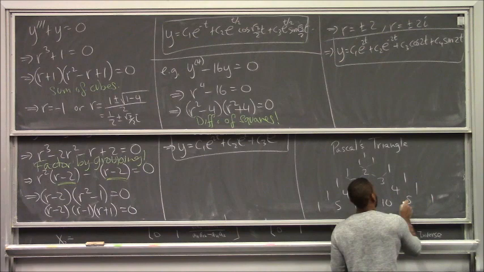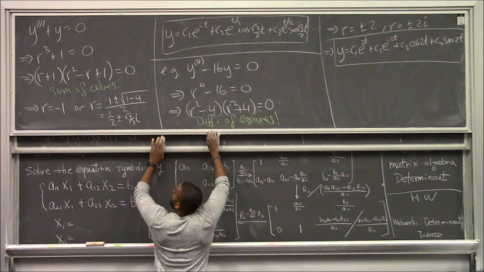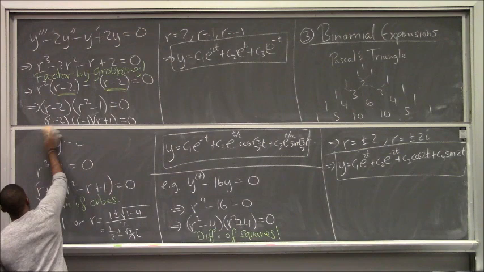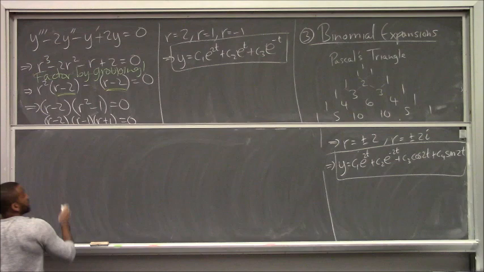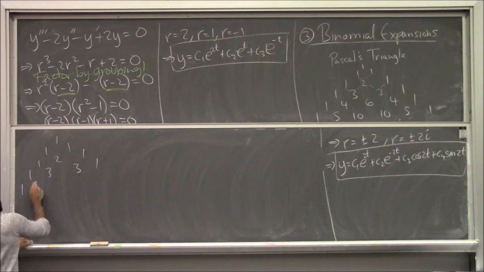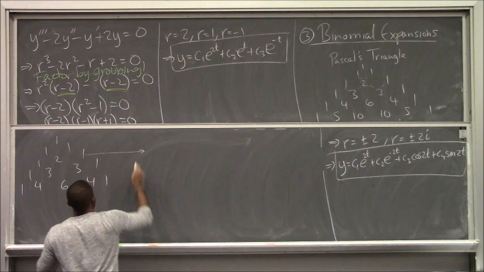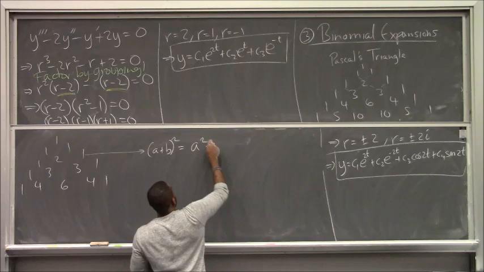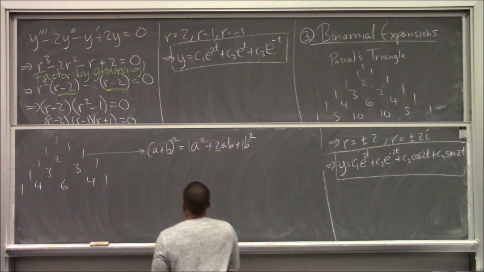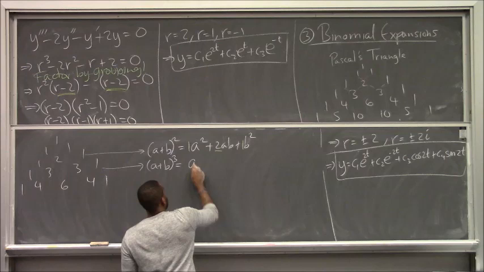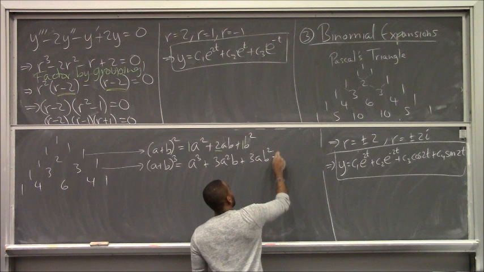The nice thing about that triangle is that it tells you the coefficients in a binomial expansion. Binomial means two, bi means two. Look at this triangle: 1, 1, 1, 1, 2, 1, 1, 3, 3, 1, 1, 4, 6, 4, 1. If I were to take a plus b squared, you know that's a squared plus 2ab plus b squared. I want you to notice that the coefficients are 1, 2, 1. If you come here, a plus b cubed turns out to be a cubed plus 3a squared b plus 3ab squared plus b cubed. Notice that's 1, 3, 3, 1.